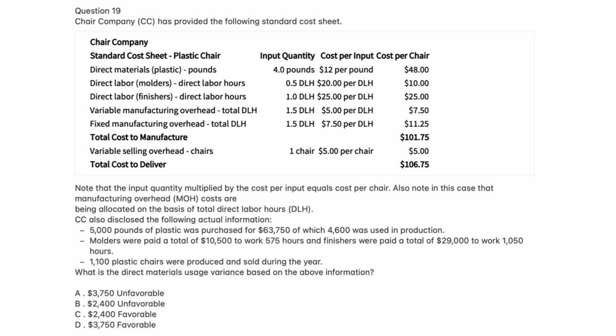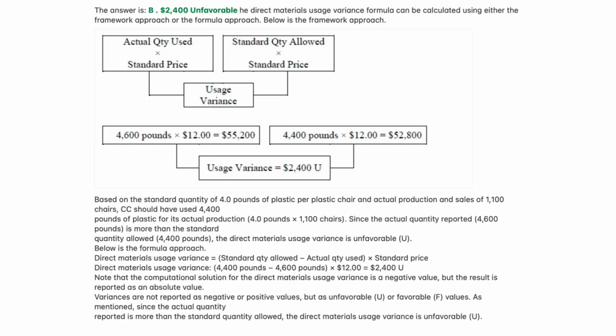A. $3,750 unfavorable. B. $2,400 unfavorable. C. $2,400 favorable. D. $3,750 favorable. The answer is B. $2,400 unfavorable. The direct materials usage variance formula can be calculated using either the framework approach or the formula approach. Below is the framework approach.